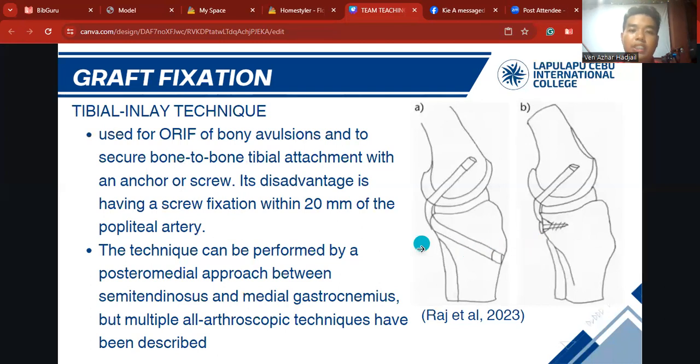It can be impinged. This technique can be performed by a posterior medial approach between the semitendinosus and the medial gastrocnemius, and multiple arthroscopic techniques have been described. So that's all about PCL injury, and the rest I have given in your handouts. So that's all. Thank you.